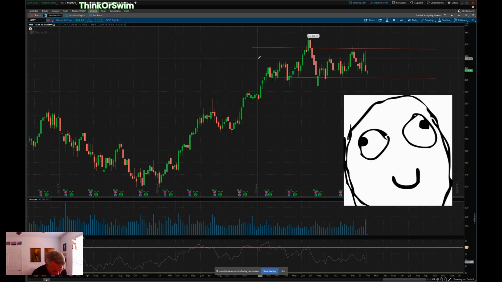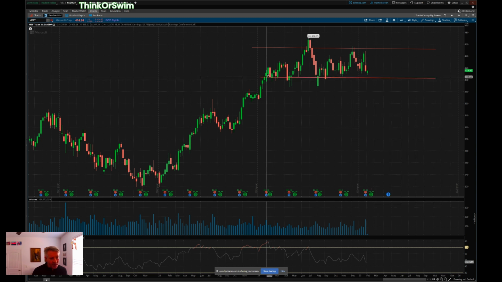So this goes back to the beginning of 2024. So we're looking at a range of about $400 to the top end of about $450. So that's going to be critical and important when we look at the options. So let's go over to the options now.